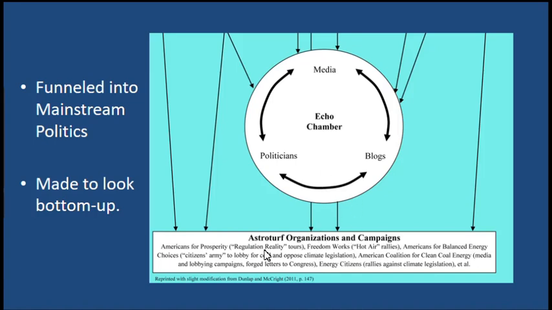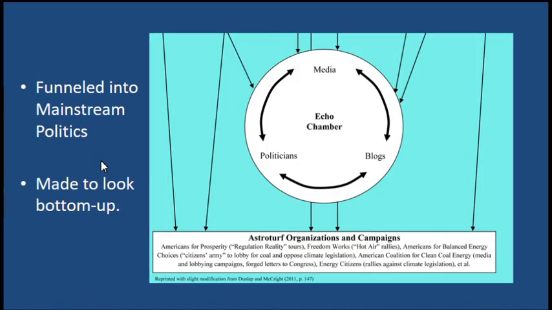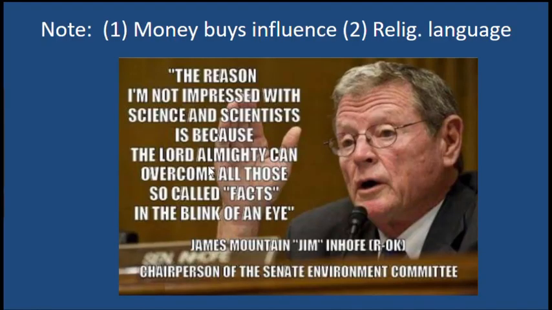And then you also get these AstroTurf organizations. AstroTurf means that it looks like grassroots, but it's not really true grass, not really bottom up; they're organizations that can advance the agenda of the larger moneyed elites. Basically, it's a way of converting economic power into political power. So how does that work? Money certainly buys influence. That's one thing I want you to think about.